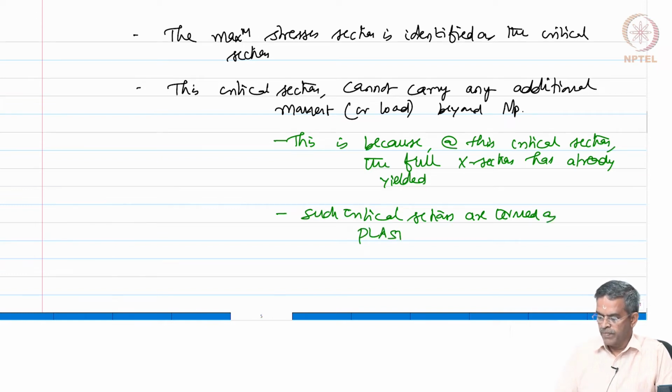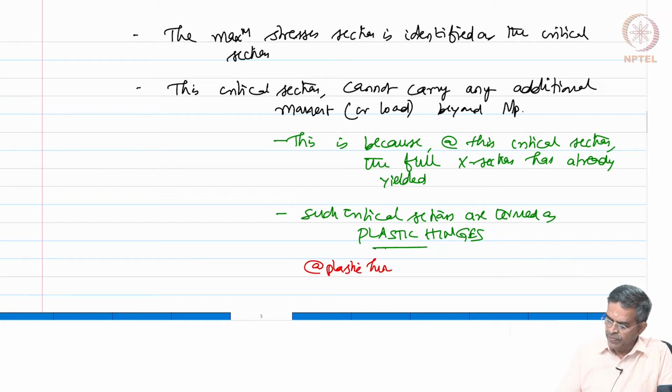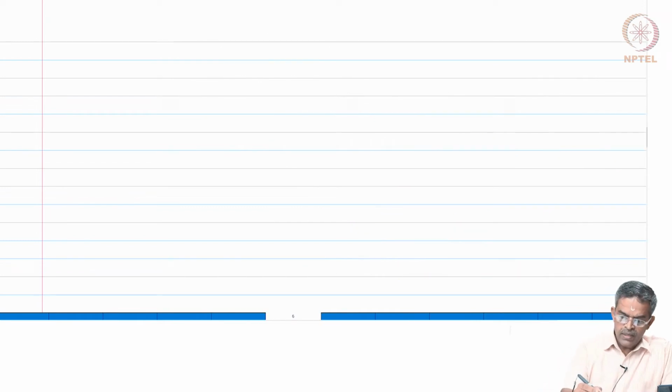plastic hinges. And the corresponding section is fully plasticized. Okay. But please note, at plastic hinges, the stress level is only sigma y. But still the term plastic is being used because the deformation at the section is in a plastic stage. Okay? Having said this, let us try to derive the shape factor.